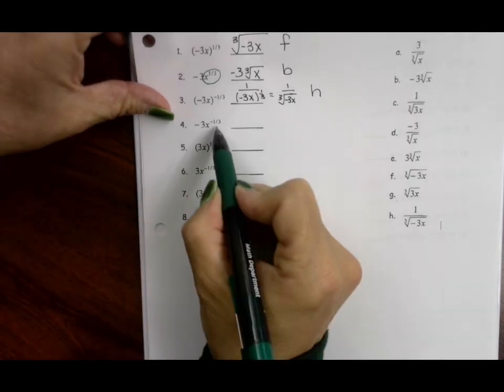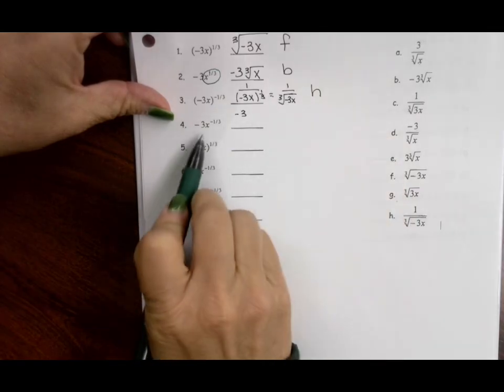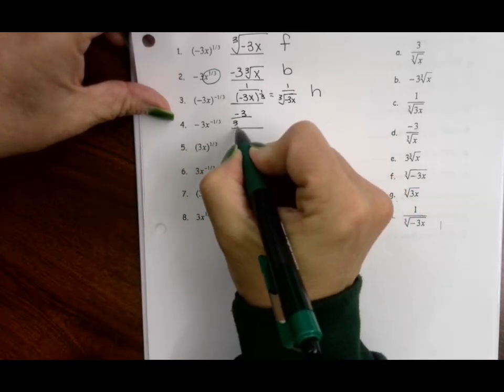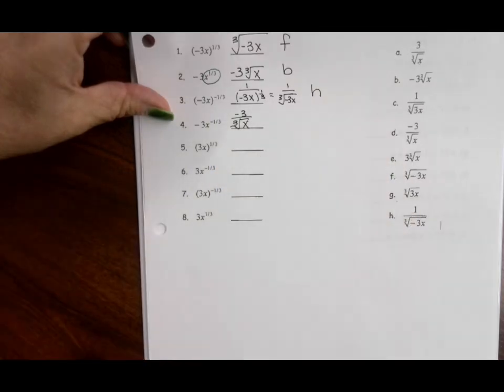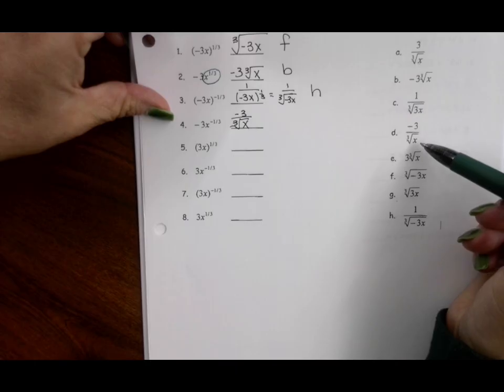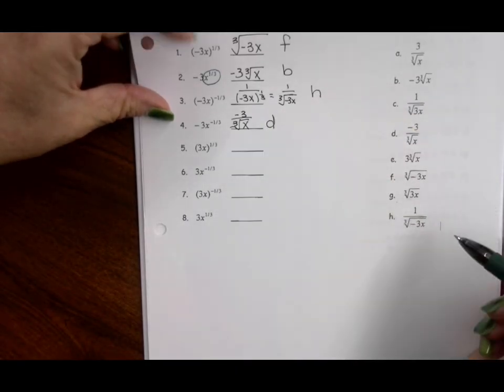Okay, so I have a negative 3. That's going to stay in the numerator. And then this x to the 1/3 is what's going to go to the denominator. So cubed root of x. It moves to the denominator because it's the negative exponent. So I have a negative 3 over cubed root of x, which is d. Gosh, I'm having a hard time matching these. I can do the work, but then I'm struggling over here.